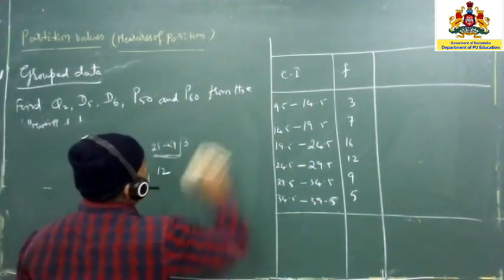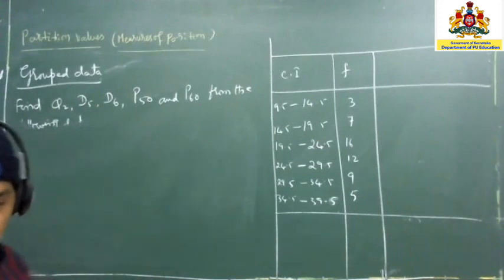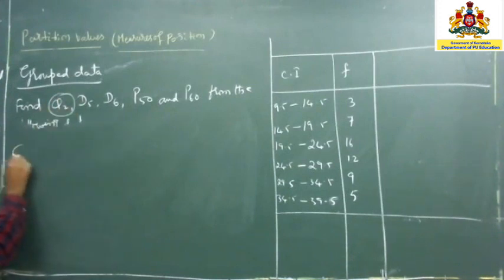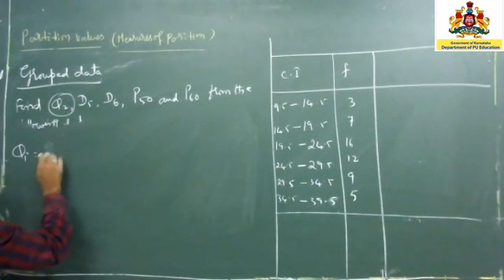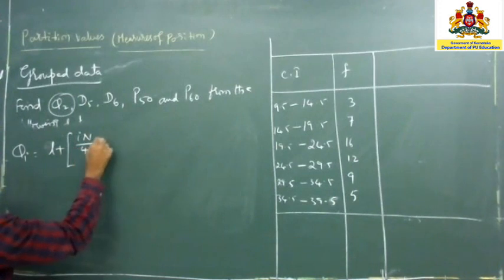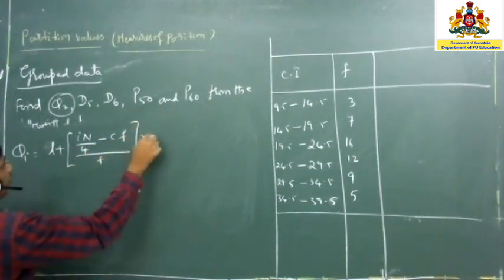we are going to add up all the frequencies and then find the LCF. Why should we calculate the LCF? Now look here. For Q2, the general formula, I write for the first quartile: Qi equals L plus (iN by 4 minus CF) divided by F into C.